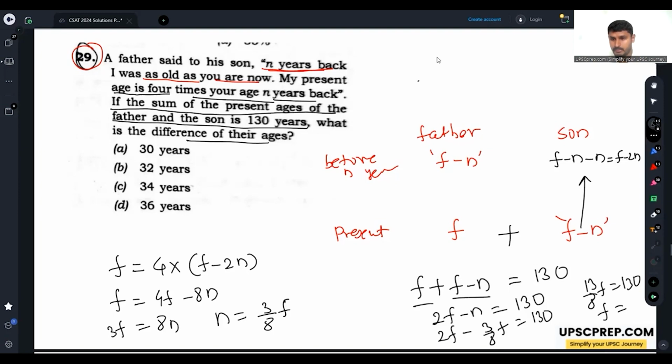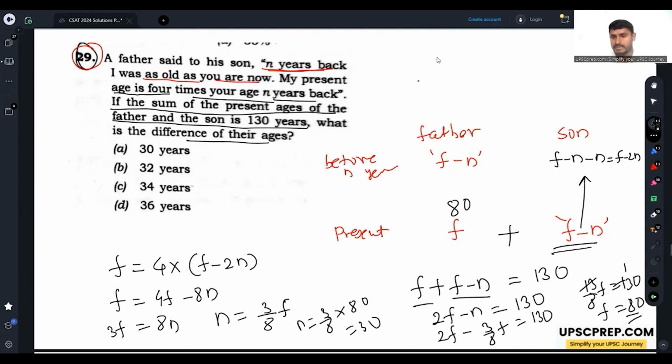So F will be equal to 80 years, right? This 30 is a 1. 80 years हो जाएगा. तो F का value 80 years आया. So what will be the value of N? N का value will be 3 by 8 into F, यानी कि 80. It will be 30. तो N का value 30 है, right? N का value will be 30.